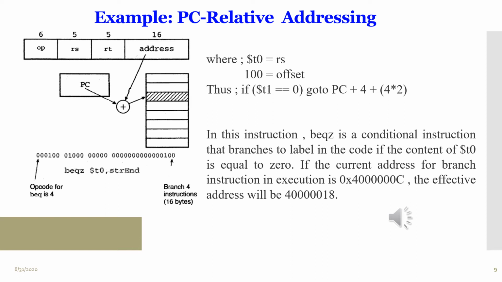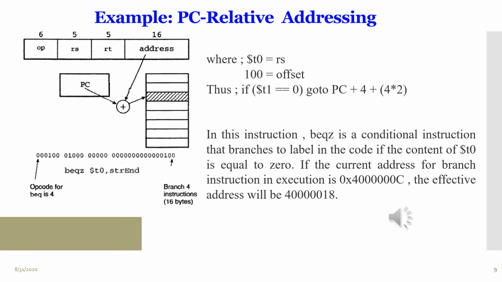The opcode is 6 bits, the source register is 5 bits, the target register is 5 bits, and the address is 16 bits. The address is summed with the program counter to get the value. The opcode for BEQZ is 4, represented as 000100 and so on.